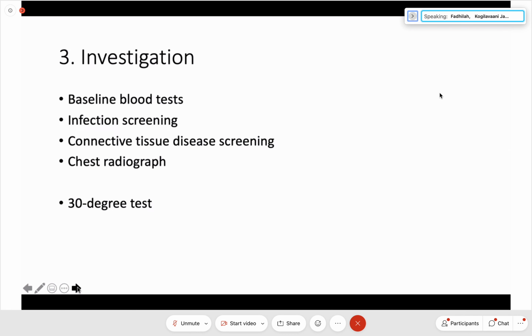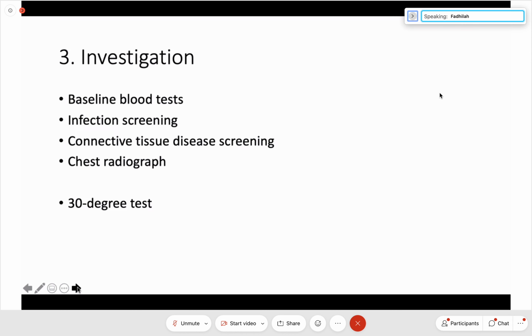Move on to the investigation. Just like any other condition, you would do baseline blood tests: full blood count, liver function test, renal function test, ESR, CRP, but do it according to what the patient presents. Do not do everything under the earth. And then infection screening is also important. And then connective tissue disease screening, chest radiograph, right?